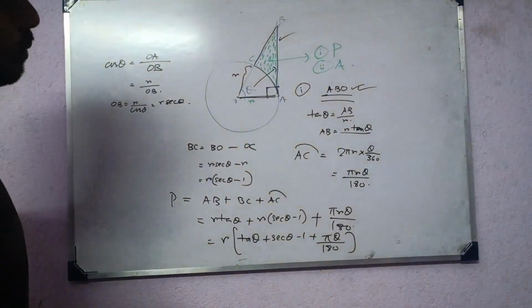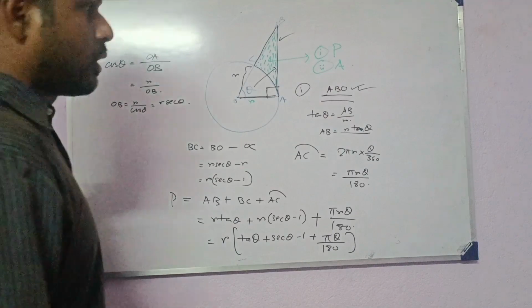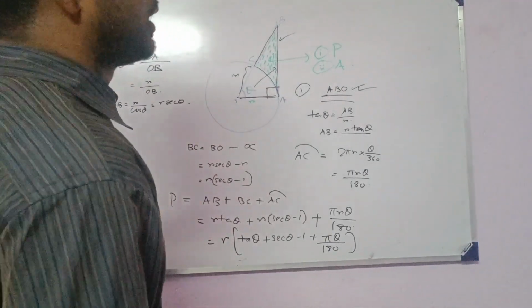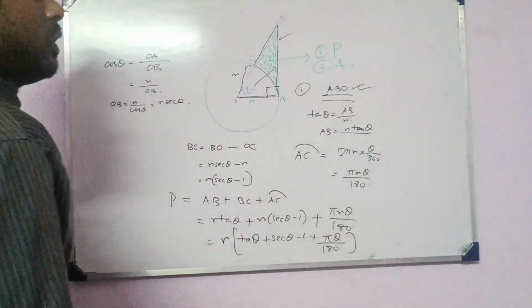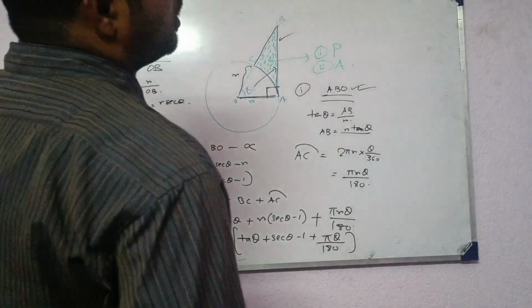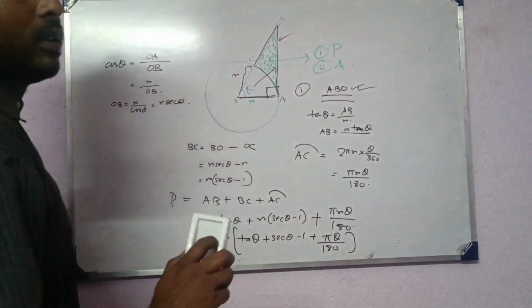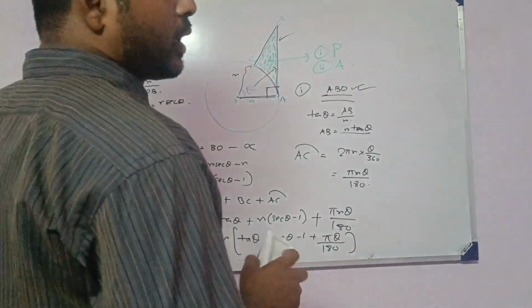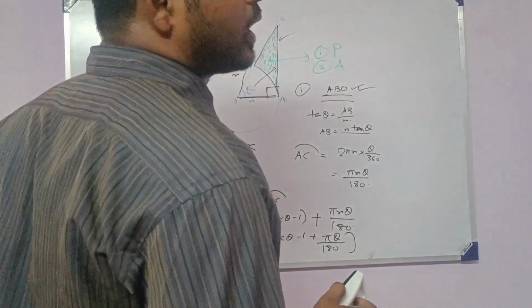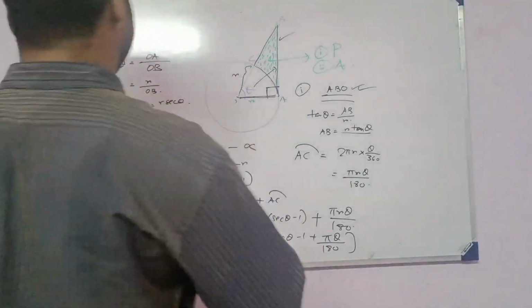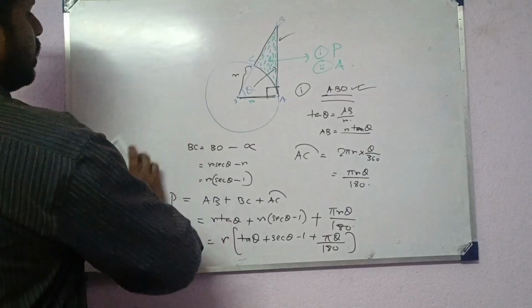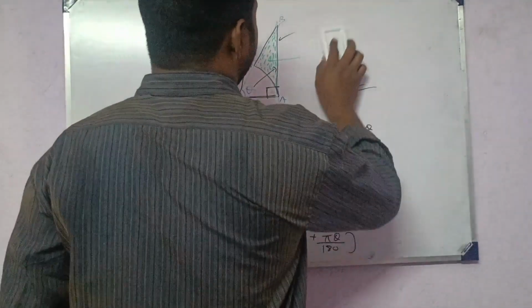Perimeter found. Finding the perimeter in any combined sum, when a circle is together with a triangle, or a rectangle and so on, is a tough thing, comparatively tougher than finding area. In area you have to subtract, in perimeter you generally have to add. So now we will find the area.